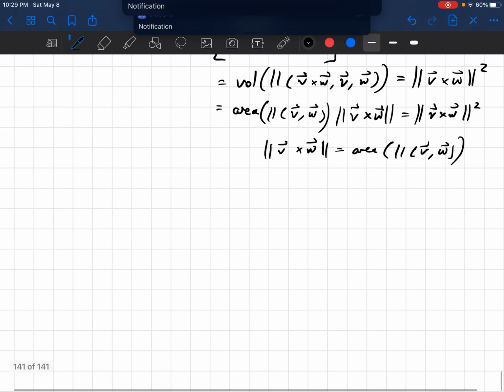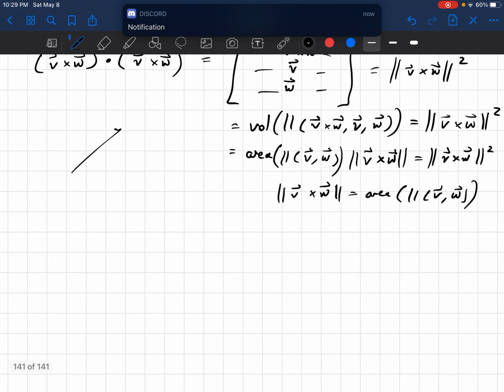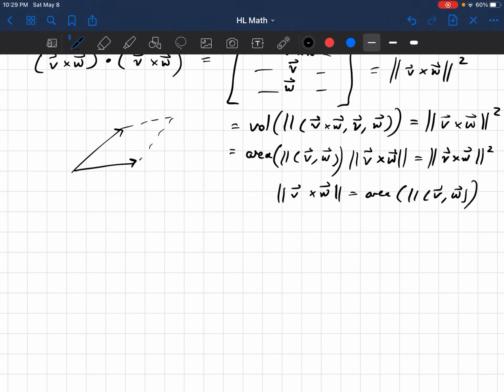One thing that you can also use it for is to note that the area of the triangle spanned by V and W. So we have a parallelogram here, but it can of course be broken up into a triangle like this. This area of the triangle would be 1/2 magnitude V cross W, because it's just half of a parallelogram.